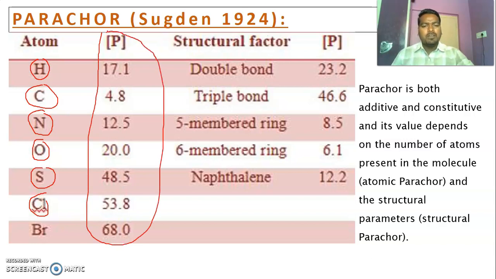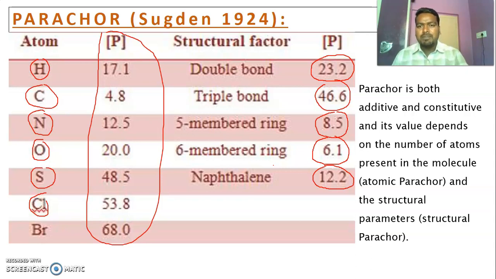The Parachor value also depends on the structure. For example, the presence of a double bond adds 23.2 and a triple bond 46.6, the presence of a 5-membered ring imparts 8.5 Parachor value, a 6-membered ring 6.1, and the presence of a naphthalene ring 12.2. So dear students, please remember this data. It is useful while solving problems or while applying these Parachor values to various organic compounds.